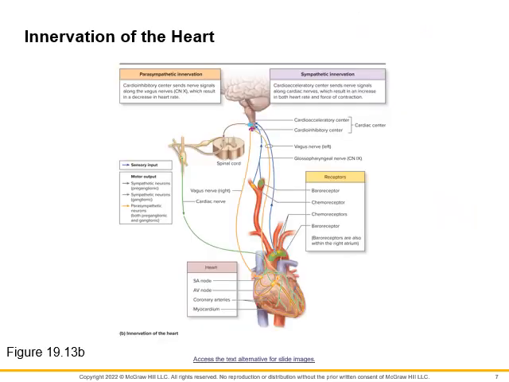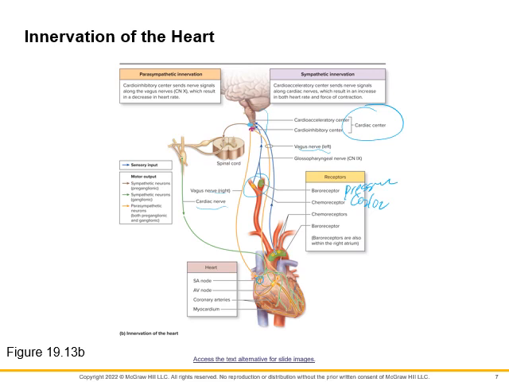Here they're showing you the actual nerve, so we can see the vagus nerve is coming down, vagus nerve right and left side. We can see that there are cardiac nerves. We can see that this cardiac center is in the medulla oblongata of the brainstem. They're showing the location of some of the receptors that are monitoring the amount of chemicals, or they're monitoring the pressure.